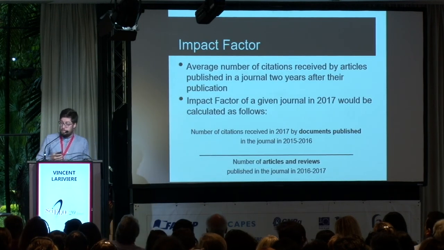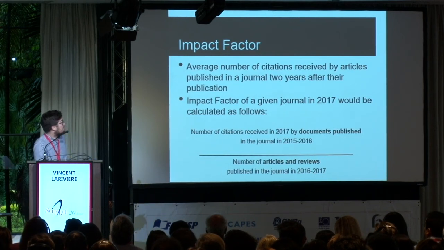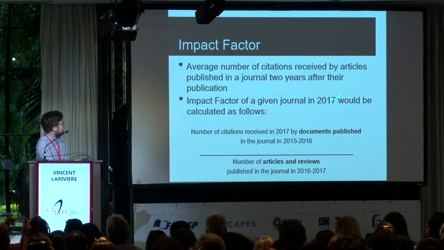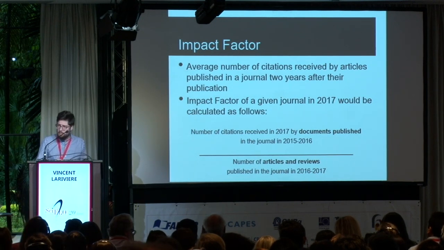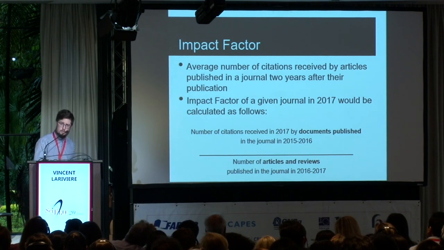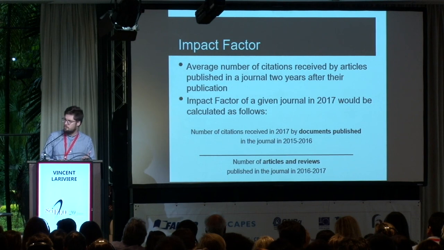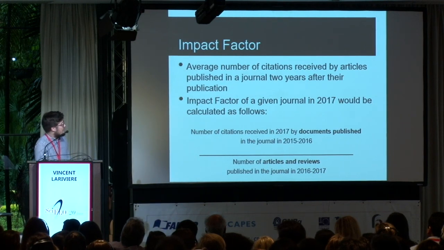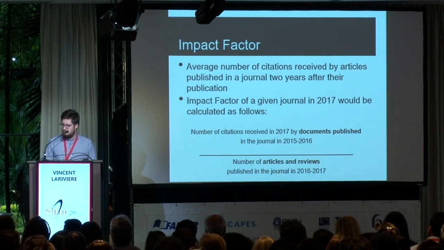Which brings us to the impact factor itself. So it's a very simple calculation, a very simple ratio between two things. First, the number of citations that are received in a given year by the documents that are published in the journals for the 2 years before. And notice here that it's actually the document published, not the journals or not the articles or reviews. And it's divided by the number of articles and reviews that are published in the journal.